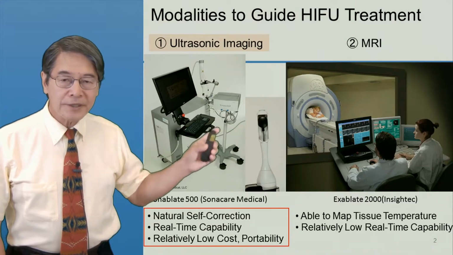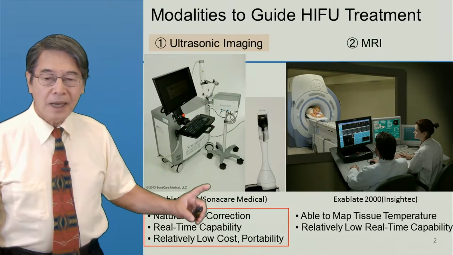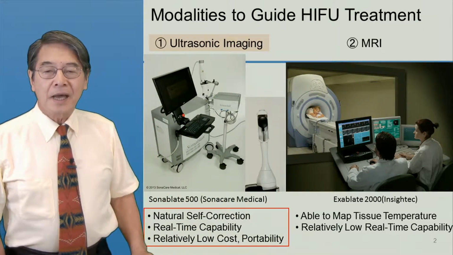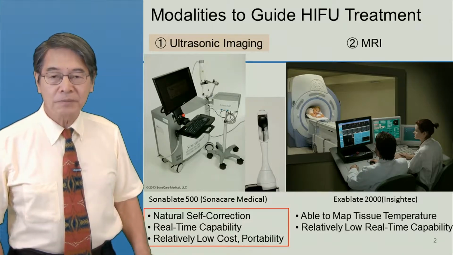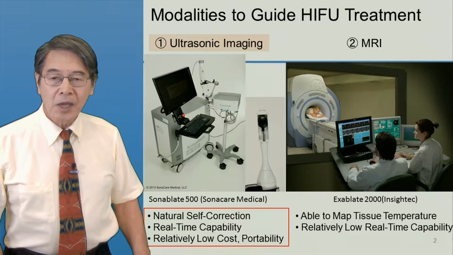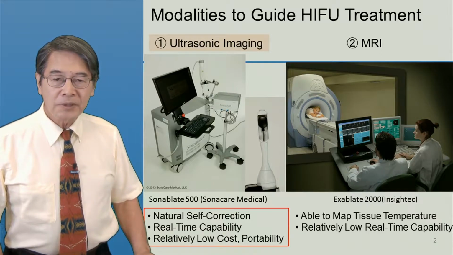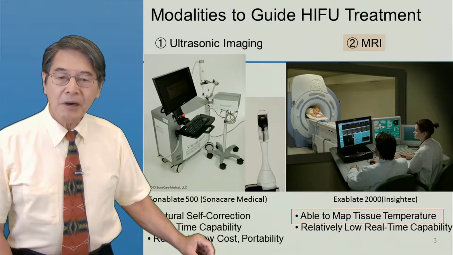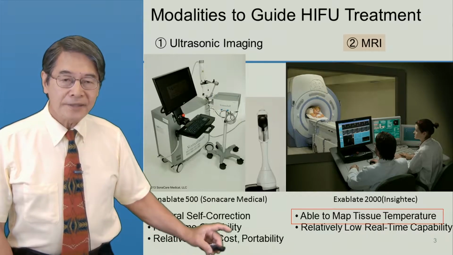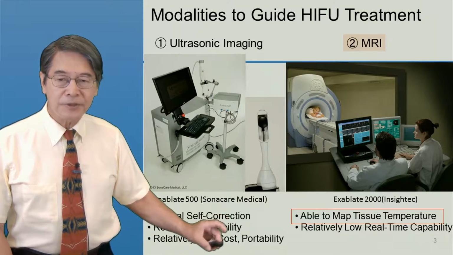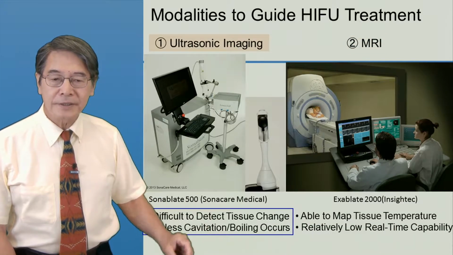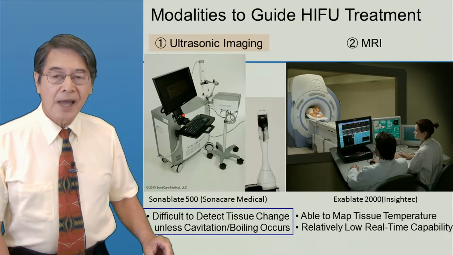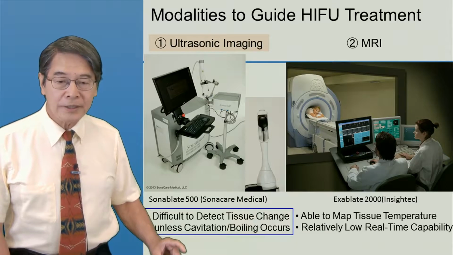There are two modalities to guide HIFU treatment: ultrasonic imaging and MRI. Ultrasound has its strengths in natural self-correction between imaging and therapeutic beams, real-time capability, relatively low cost, and portability. MRI, on the other hand, has its strength in the ability to map tissue temperature. Compared to this, ultrasound has its difficulty to detect tissue change unless cavitation and/or boiling occurs.